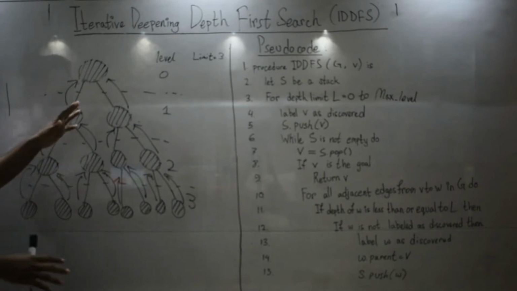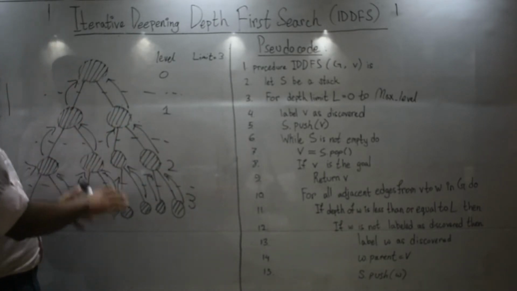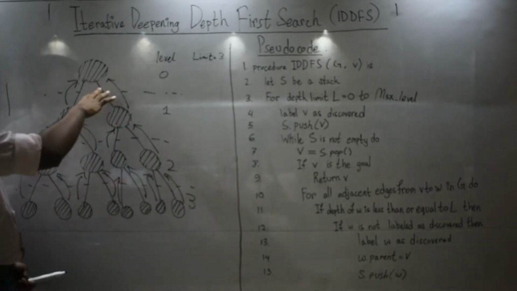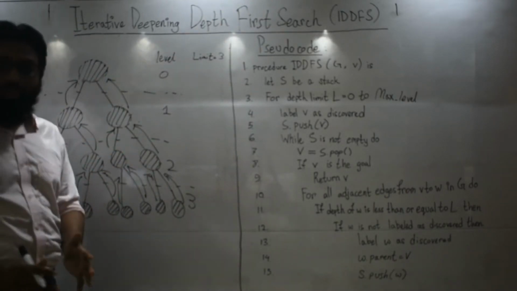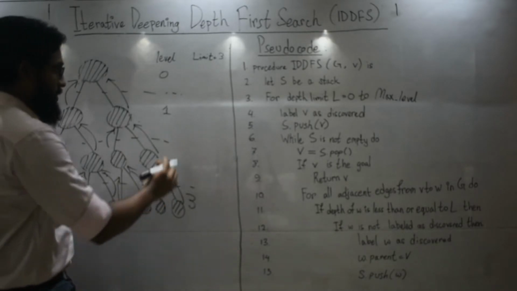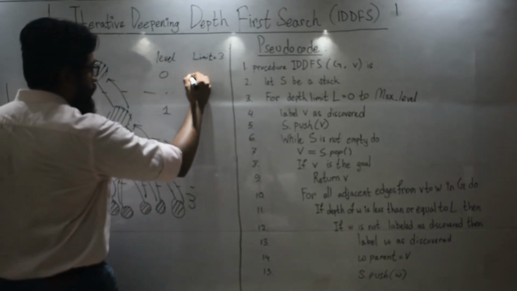backtrack. Okay. To perform all these actions according to depth first search logic, we will use a data structure known as stack. So what is a stack?